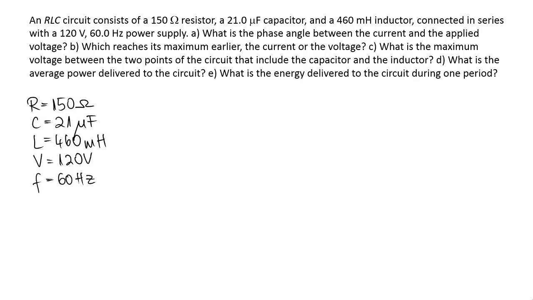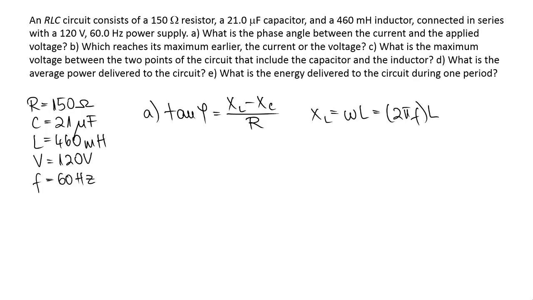It gives us the resistance, the capacitance, the inductance, the maximum voltage provided by the power supply, and the frequency of 60 Hz. The phase angle can be calculated from the difference between the inductive reactance XL and the capacitive reactance XC divided by the resistance R. So what we need to do is find the inductive reactance and the capacitive reactance.